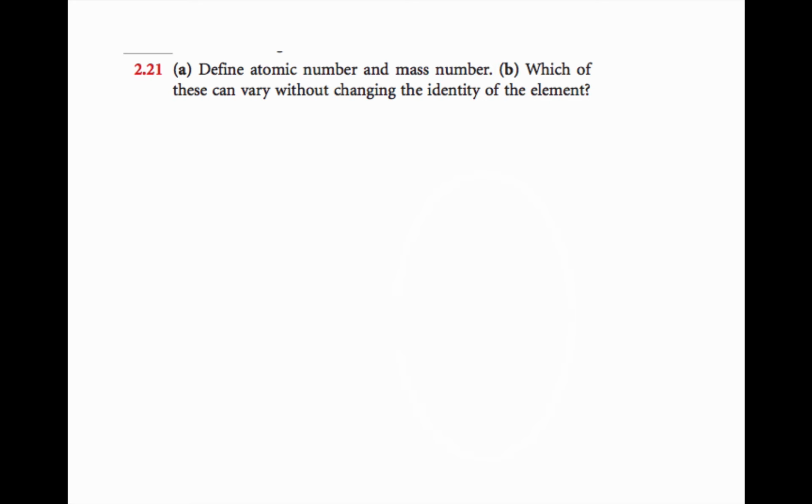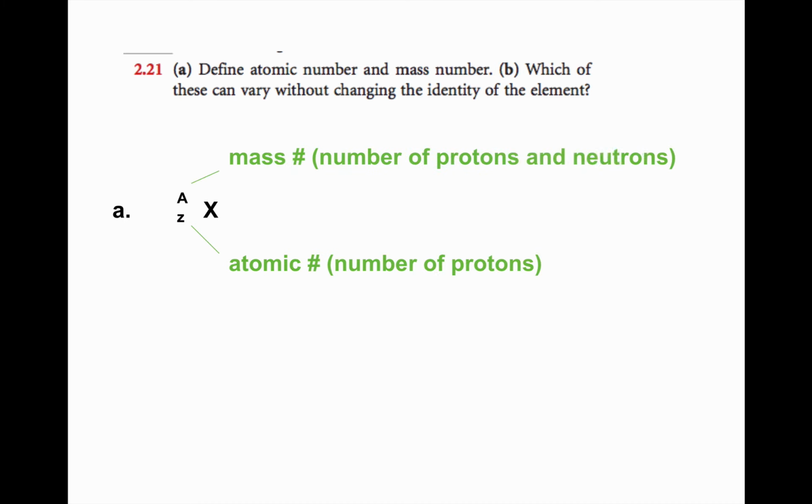Define atomic number and mass number. Okay, atomic number is the number of protons in the nucleus. The mass number is the number of protons plus the number of neutrons in the nucleus. Which of these can vary without changing the identity of the element? And the answer is the mass number, right? By changing the number of neutrons, you're not changing the identity of the element. What you're changing is how massive it is.